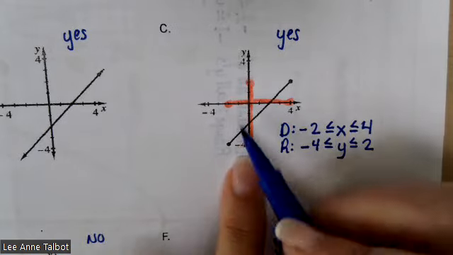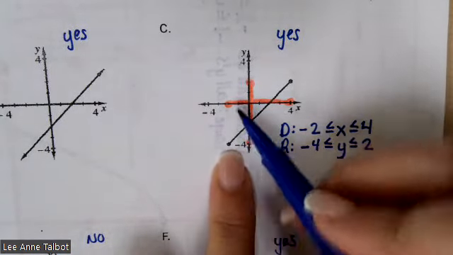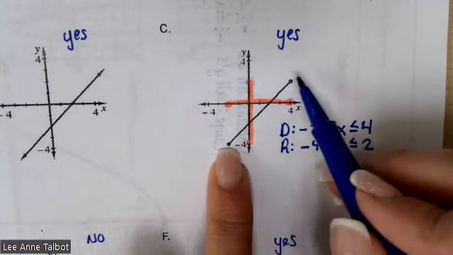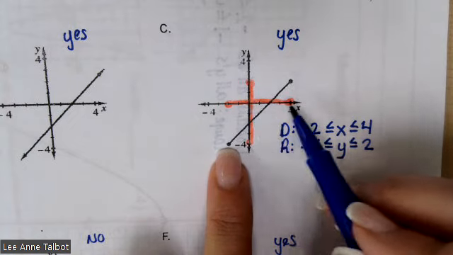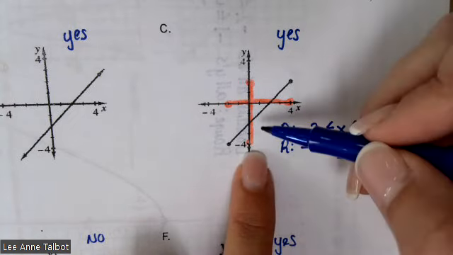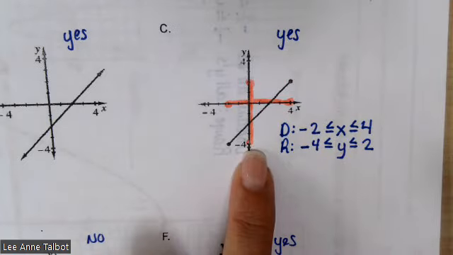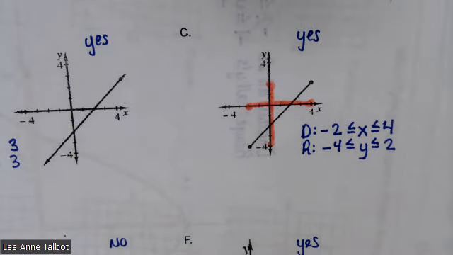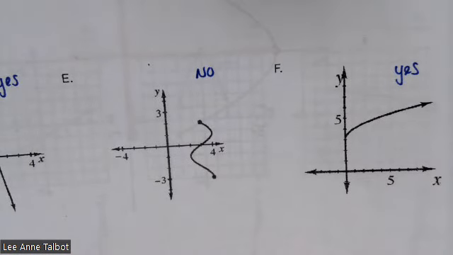So on the X or the Y or both? Okay, so for the X, I see where it ends on the left and I see where it ends on the right. And I make my dots between there. And then for the range, I see where it's at the bottom and I see where it's at the top. For E, okay, so let's do E.